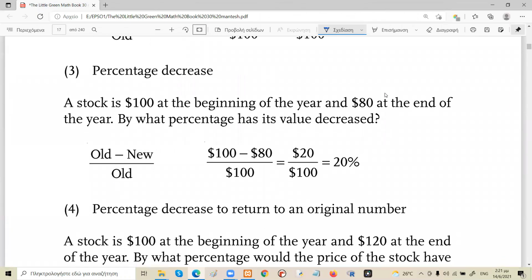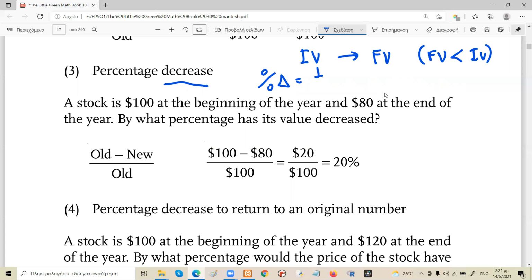So what happens if you have a percentage decrease now? Well, we start with an initial value and we go to a final value, but the final value is actually smaller than the initial value. Then how do you find the percentage decrease here? What you do is you take the initial value minus the final value over the initial value times 100. All this is percent.